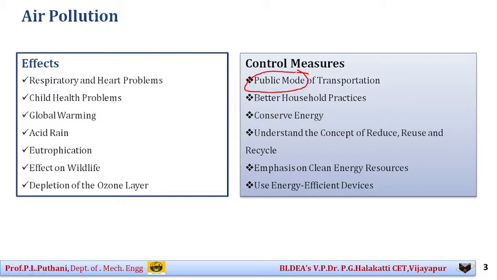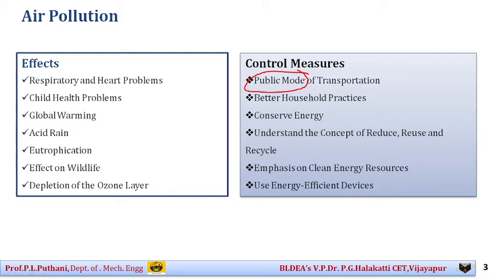But the very important thing is how we use them. If you are traveling to the same area for work or for study, you may choose public transport, which means a single vehicle where a very large number of people can be accommodated. Automatically, the pollution level can be decreased.